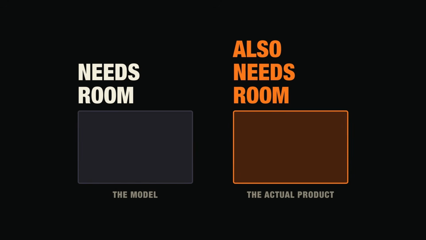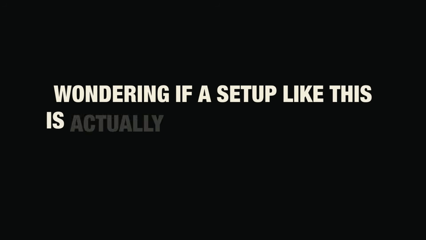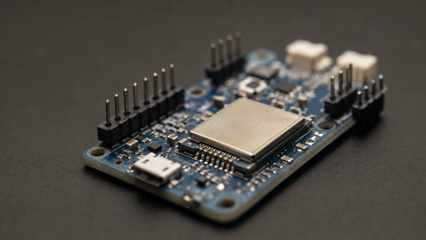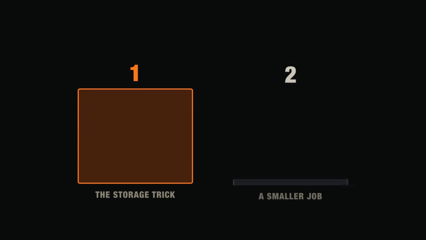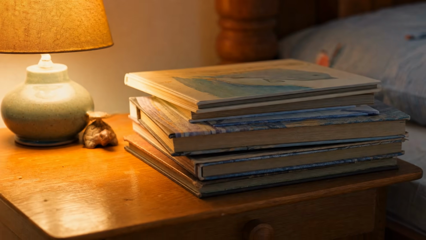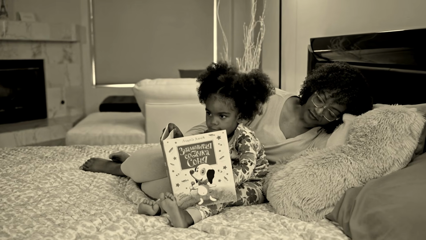The real constraint on a shipping product is that the model has to share that fast memory with the software doing the actual job. The room this project used so freely is room a commercial device simply does not have spare. That leaves you looking at a brilliant piece of engineering and wondering if a setup like this is actually worth having in the first place. So the answer to how a language model actually fits into half a megabyte of memory is two things at once. The storage trick keeps the lookup table safely out of the fast memory, and the task itself was deliberately shrunk down to writing basic children's stories.